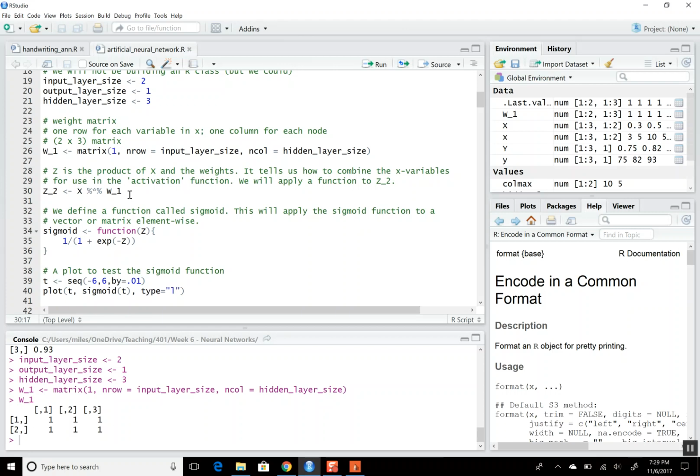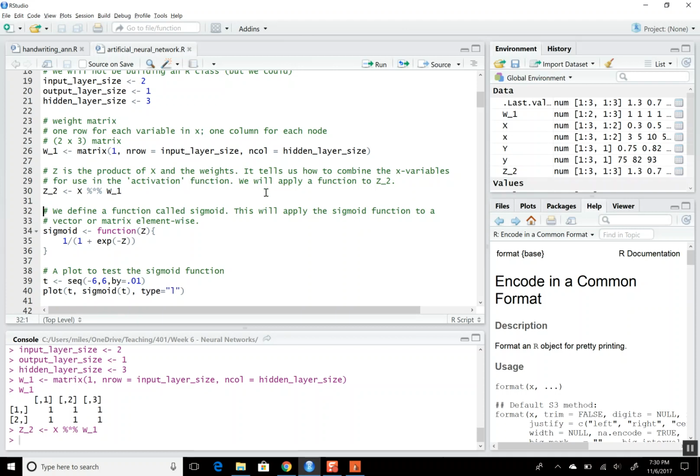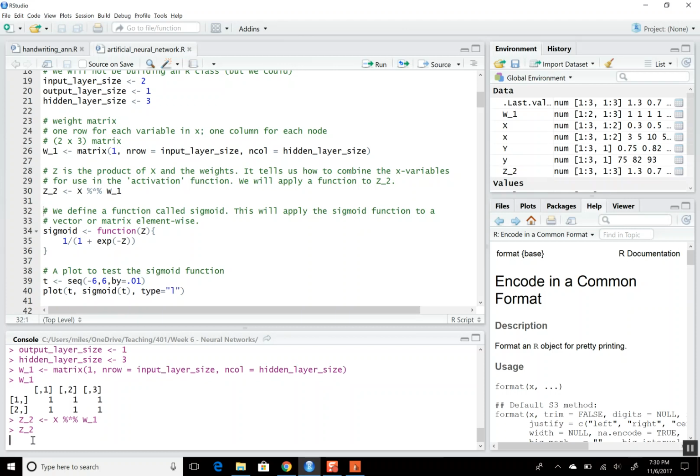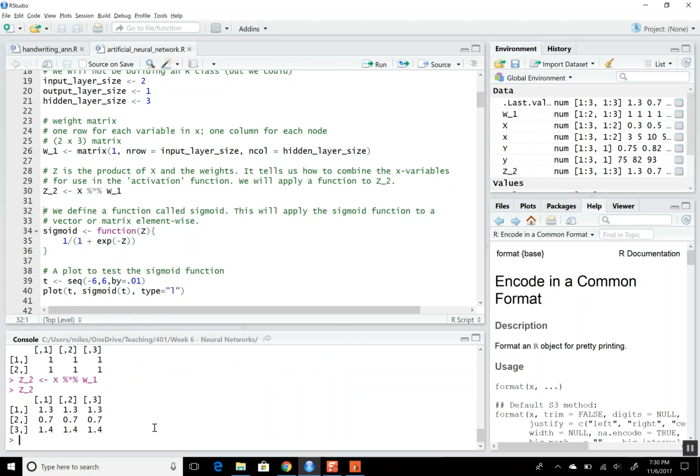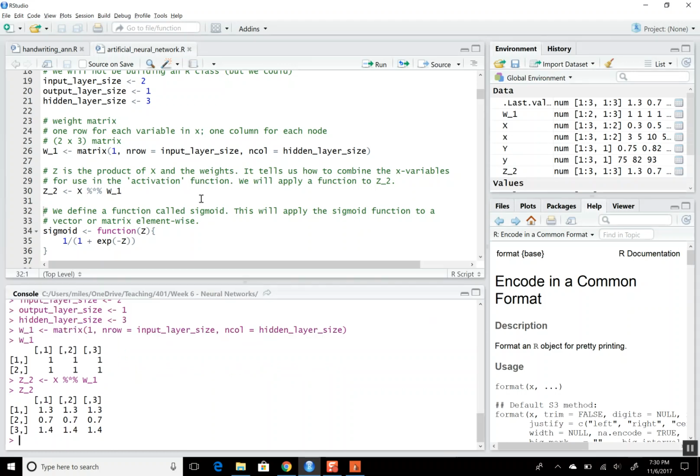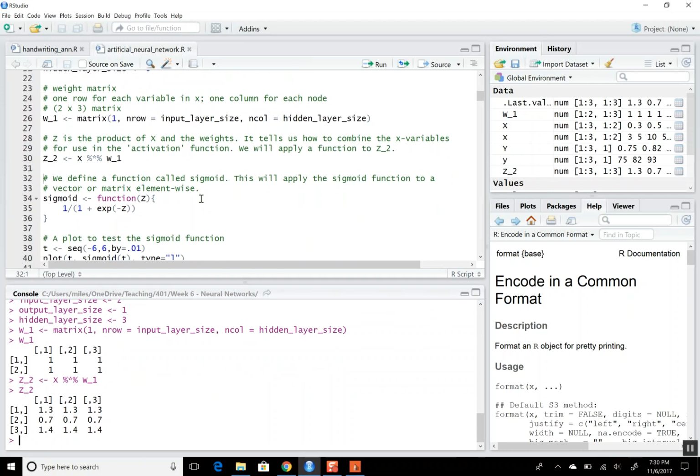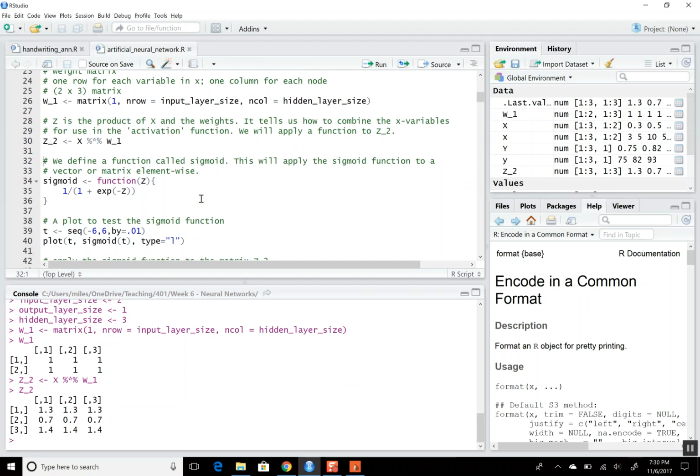Here we will do matrix multiplication. In R, that's %*% for matrix multiplication. We say X multiplied by W1 is going to be Z2. So Z2 is a 3 by 3 matrix, with 1 row per observation and 1 column per node.